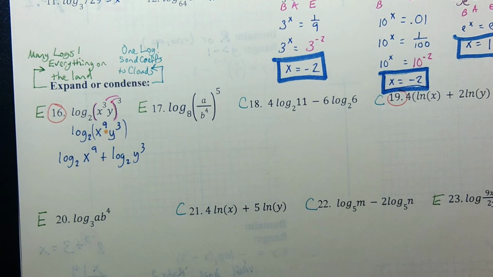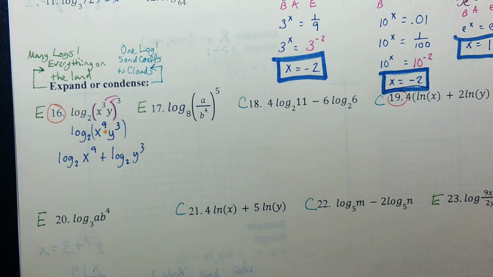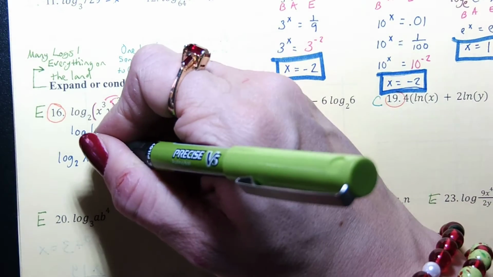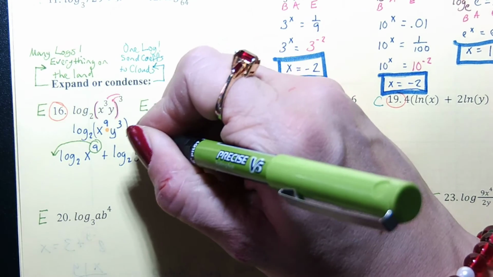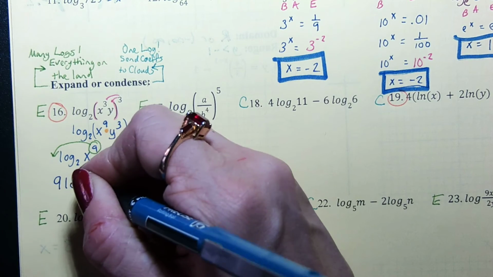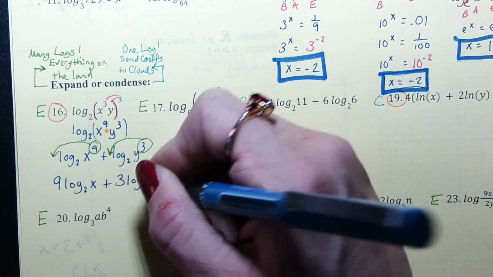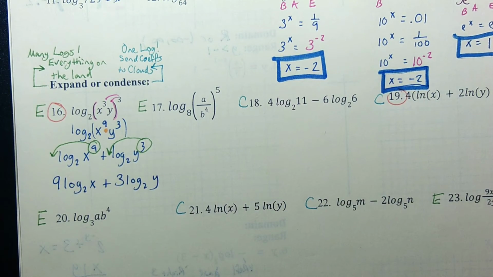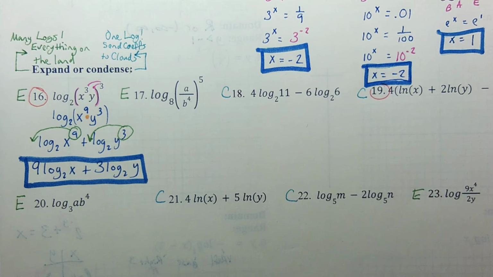Most students will get to this point, but a lot will think, oh, I guess I'm just going to stop there. This is where that little mnemonic device comes into play. Expand everything on the land. So we want to take those powers and put them on the land at ground level. So 9 log base 2 of x plus 3 log base 2 of y. Expand everything on the land. Any questions on that one?